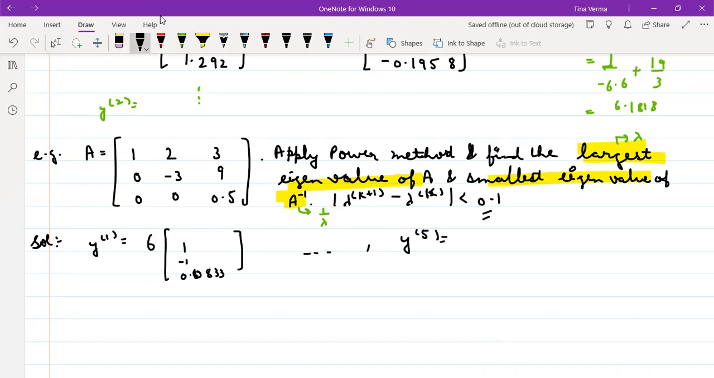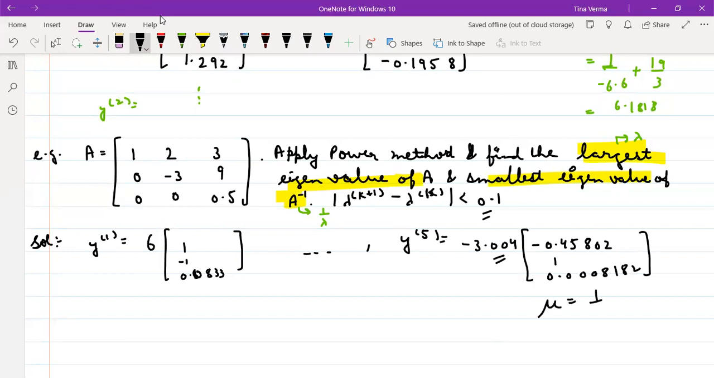and after the 5 iterations the answer comes out to be minus 3.004, and your eigenvector comes out to be minus 0.45802, and 1, and 0.000818. So your largest eigenvalue will be minus 3.05, and mu will be the smallest eigenvalue, that will be 1 by lambda of A inverse.